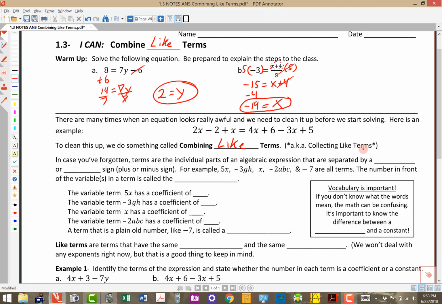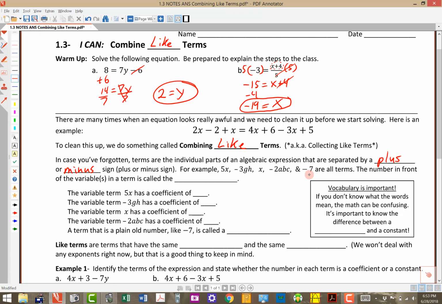Now, in case you've forgotten, terms are the individual parts of an algebraic expression, and they are separated by plus and minus signs, okay? So sometimes that might be a positive or a negative depending on how it's presented and things like that. So we'll see enough examples that you'll catch on to this and we should be in good shape. So for example, I've got some terms right here. 5x is a term all by itself. That's a term. -3gh, that's a term. X is a term, -2abc is a term, and -7, every single one of those is a term.